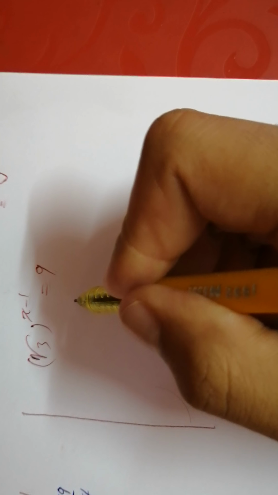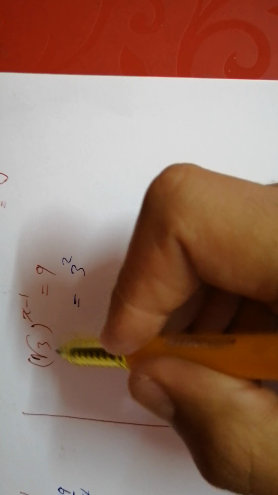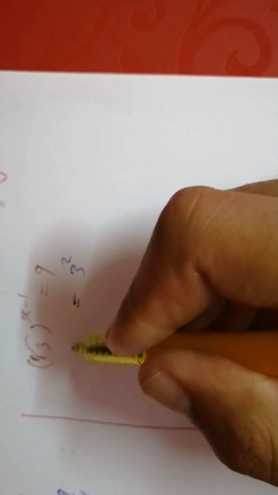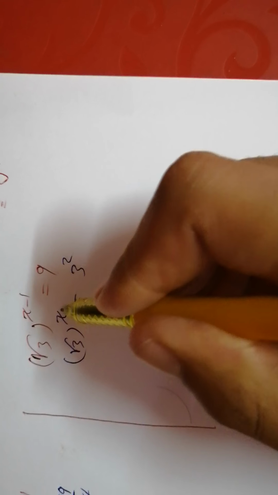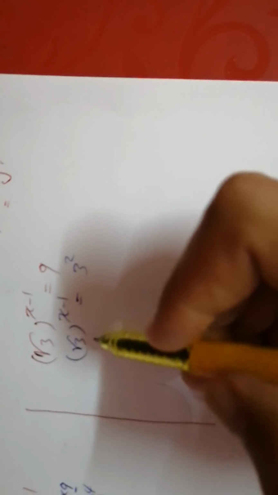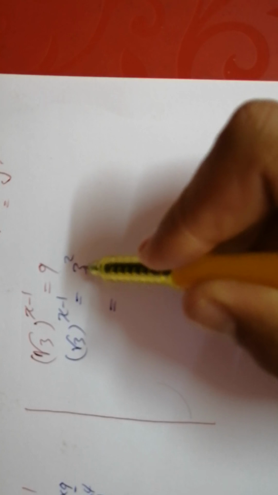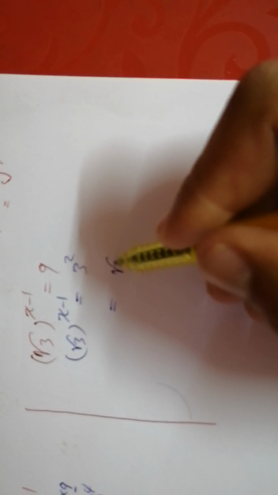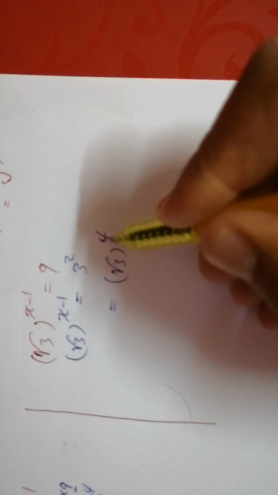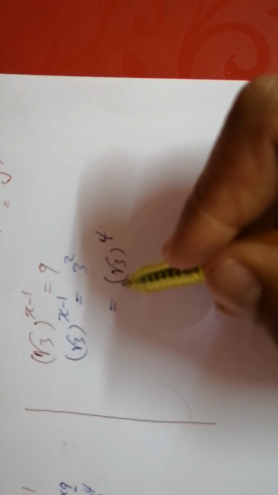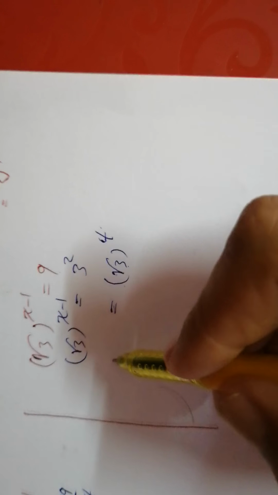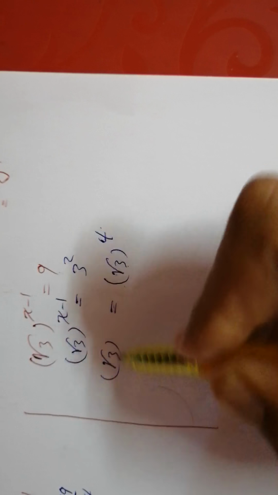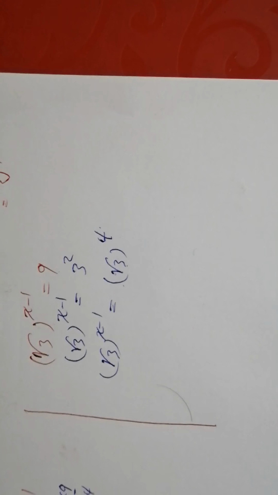Yes, again we can say that 9 is 3 power 2, and we have root 3 power x minus 1. We can solve this question in two ways. The first way, we can say that 3 power 2 can be written as root 3 all power 4, because power 2 can cancel the root and become root 3 power 2. And then we have root 3 power 1 times power x minus 1.